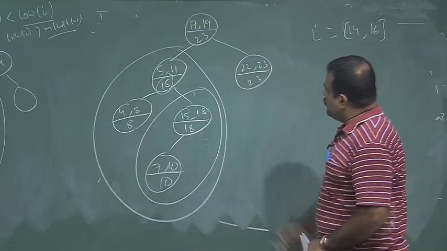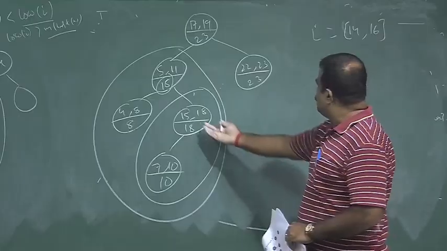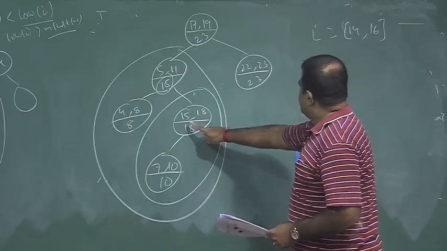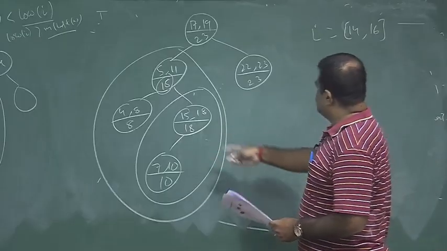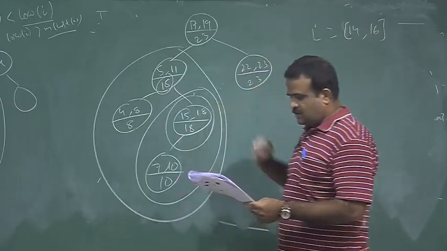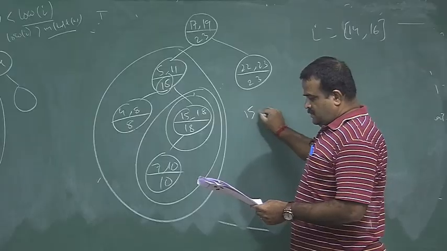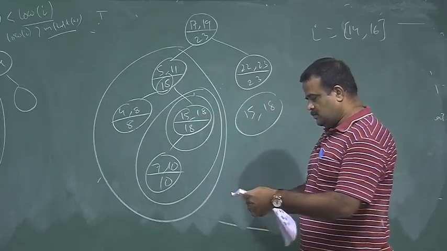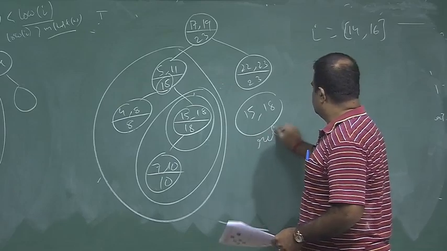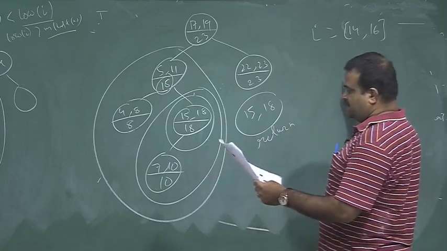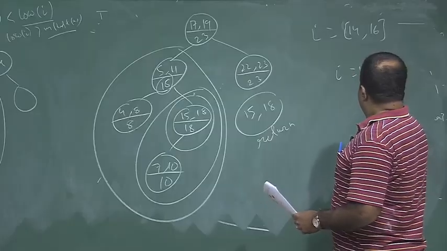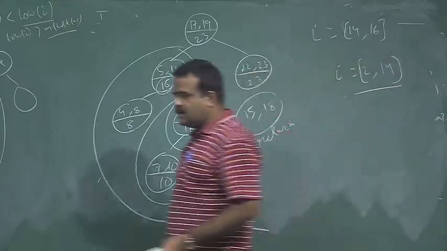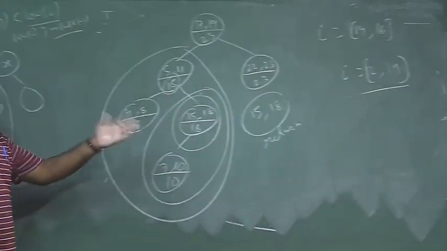So, we will look at the right, and we compare with this. This has no overlap. Yeah, this is having overlap, 14, 16 and 15, 18. So, we will return 15, 18. Now, similarly, you can check with I equal to 12, 14, which has no overlap. So, it will reach the nil node and then we end there.